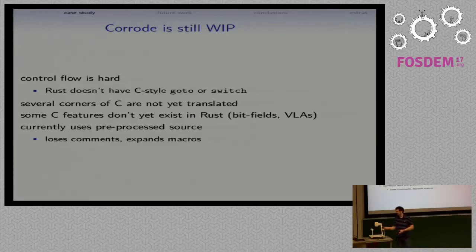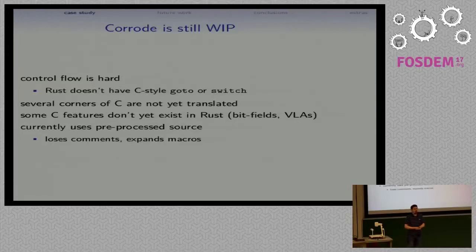That's the biggest thing that I'm working on right now, actually. There are also other things. There's a bunch of different little corners of the C specification that I just haven't gotten around to implementing yet in Corrode. There are a couple of features in C that don't have any direct correspondence in Rust, notably variable length arrays or bit fields in structs, at least in terms of being ABI compatible.